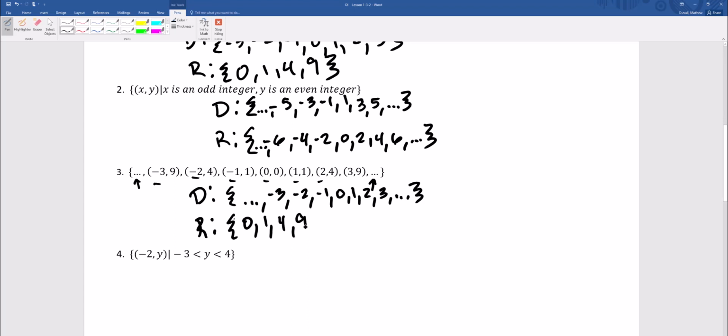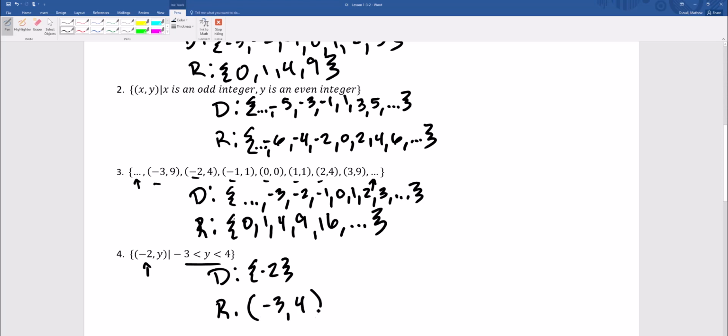Now what's the pattern? +1, +3, +5, okay, so +7. And once you establish a pattern, it's going up by an odd number. You can also look at it as 1 squared, 2 squared, 3 squared, 4 squared. The next one, just reading this, it says my x has to be -2. So -2. Now my y, my range, I can write that as the interval here. So -3 to 4.